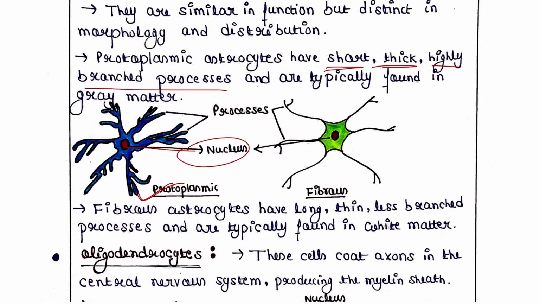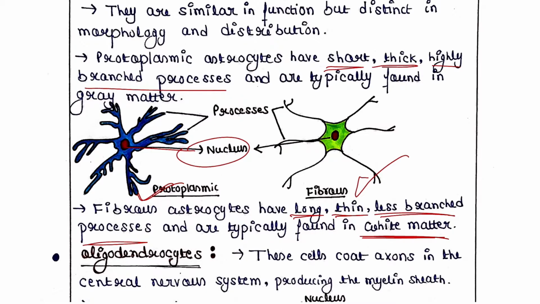Whereas fibrous astrocytes have long, thin, unbranched processes. So this is fibrous. Here you can see the processes are long, thin and lightly branched, and they are typically found in white matter. So this is the difference between protoplasmic and fibrous astrocytes.